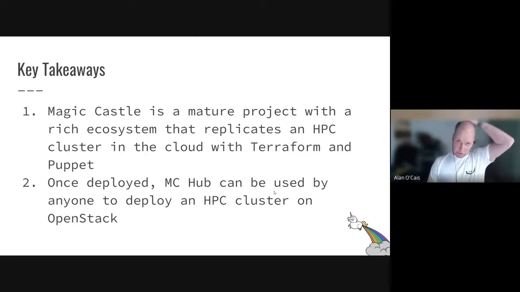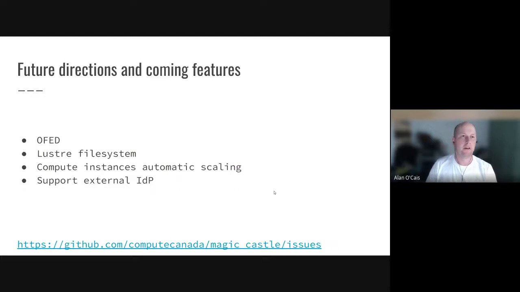Magic Castle is a mature project primarily because it's used so heavily by Compute Canada. They use it so actively that it's kept up to date. And as more people use it, you get fixes probably a lot faster, issues are raised quicker. And it does replicate that HPC environment. Once MC Hub is deployed, it can make that whole process a bit easier, particularly for people who wouldn't be familiar with something like Terraform and don't really want to get familiar with it.